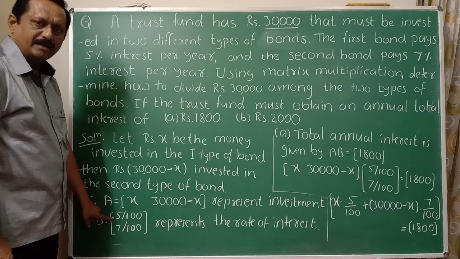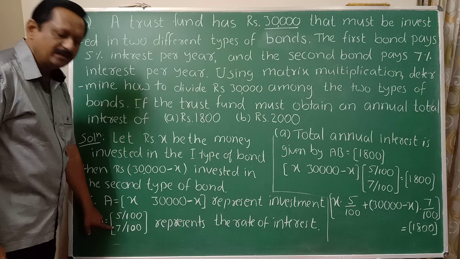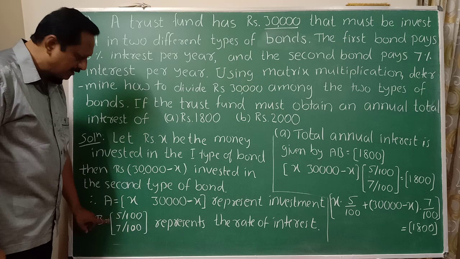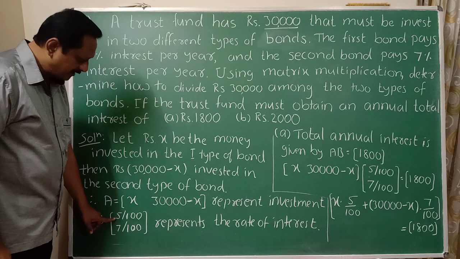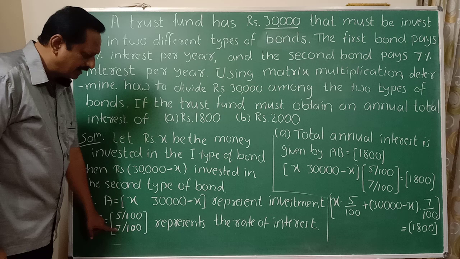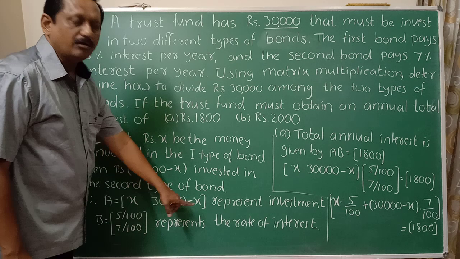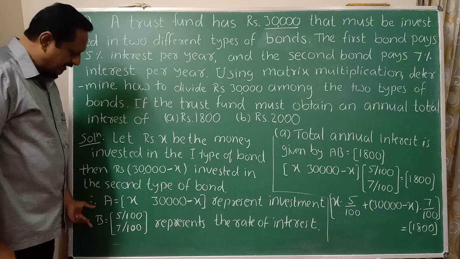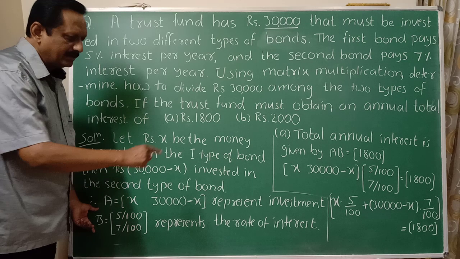And B is given as 5% and 7%. 5% means 5 by 100, and 7% means 7 divided by 100. So B is a column matrix with entries 5 by 100 and 7 upon 100. It represents the rate of interest. The first matrix represents investment, the second matrix represents interest.